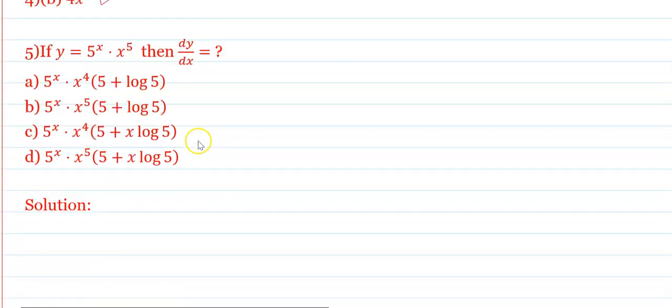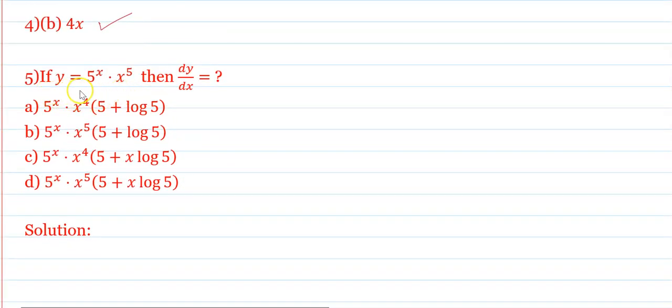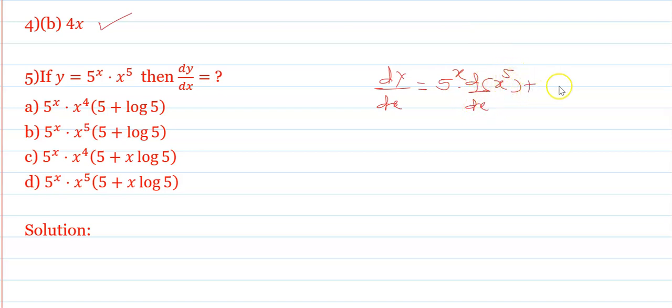Okay. Correct. Next, if y is equals to 5 raised to x into x raised to 5, then find the dy by dx. इथे product rule apply करना. Okay. Then differentiate with respect to x. Okay. First, 5 raised to x is as it is, then the ddx of x raised to 5 plus x raised to 5 into ddx of 5 raised to x.